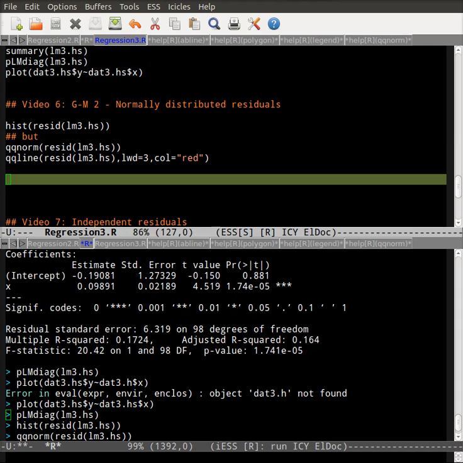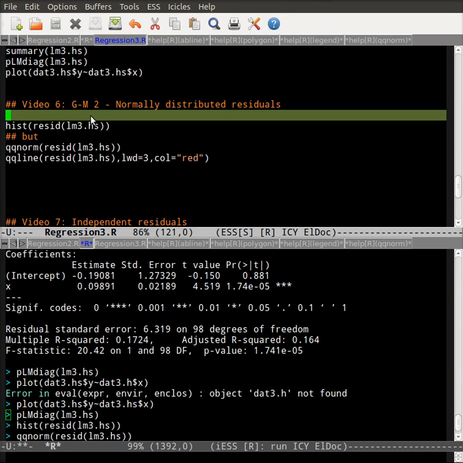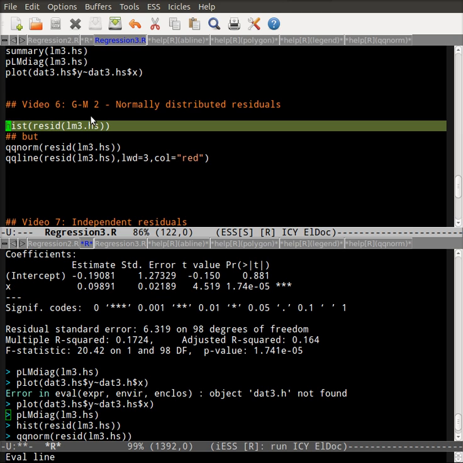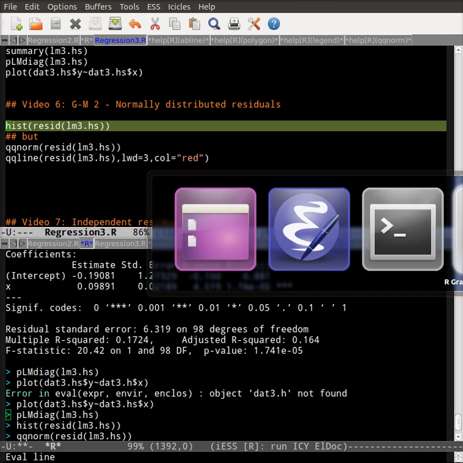The second Gauss-Markov assumption is the assumption about normal distribution of residuals. And so frequently you'll hear this, that the residuals must be normally distributed. But why? Well, before we talk about why, first I want to show you exactly what we're talking about here.